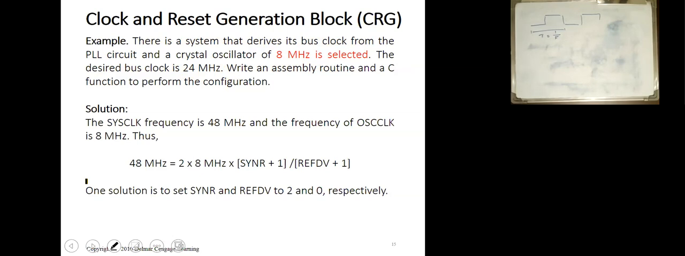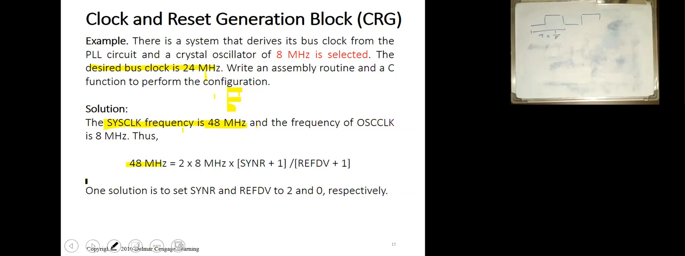Then we write our program. So the system clock frequency is 48 megahertz. Why is it 48 megahertz? This is the main clock. And what he is talking about here is the E clock. The bus clock is basically the E clock. So basically, the PLL clock has to be 48 because it will be used as the system clock.